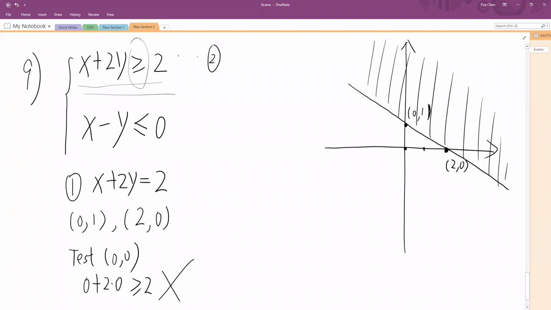Let's look at the second inequality, which is x minus y less than or equal to 0. So let's look at the boundary, which is x minus y equals 0. We know it's a straight line, right? One point you can choose is x equals 0, y equals 0, since 0 minus 0 equals 0. The other point you can choose is x equals 1, y equals 1. So here is the (1, 1) point, here is the (0, 0) point. So we use another color.